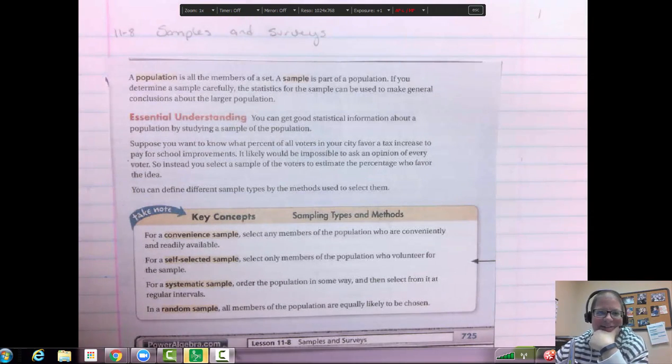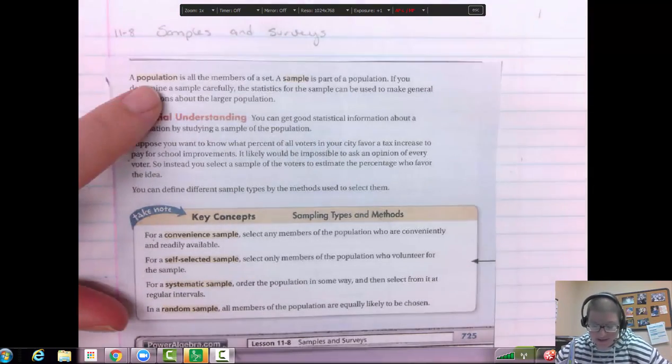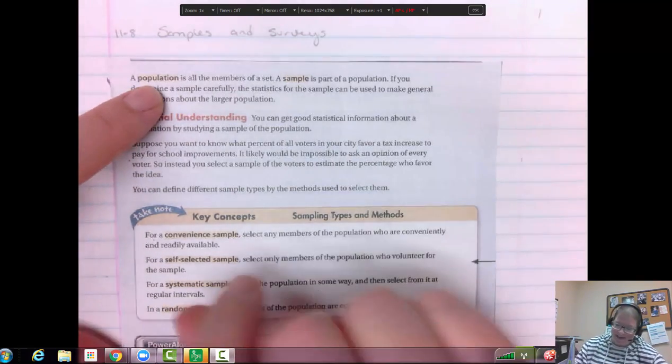Hi, this is going to cover 11.8, which is over samples and surveys. And the first thing that we're going to cover is the sampling types and methods. So first of all, you need to know a couple words, and I just printed this out of the book.